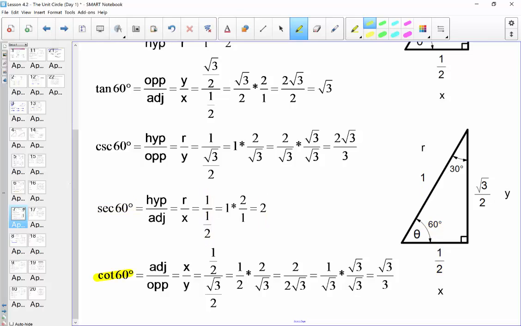And finally, the cotangent of 60 degrees equals the adjacent side, 1/2, over the opposite side, square root of 3 over 2. Multiply 1/2 by the inverse of the denominator. We'll end up with 2 over 2 times the square root of 3. The 2's cancel. We're left with 1 over the square root of 3. Get rid of the radical in the denominator by multiplying by the square root of 3 over the square root of 3. And we end up with square root of 3 over 3.